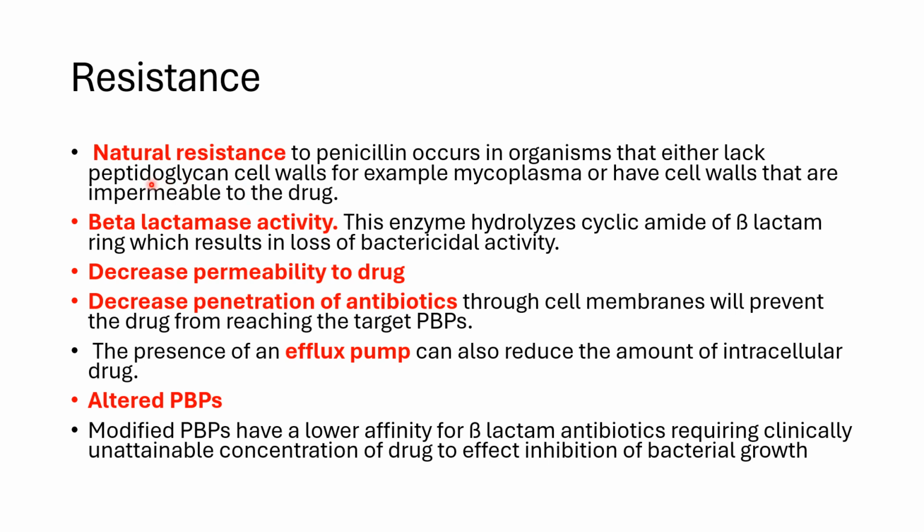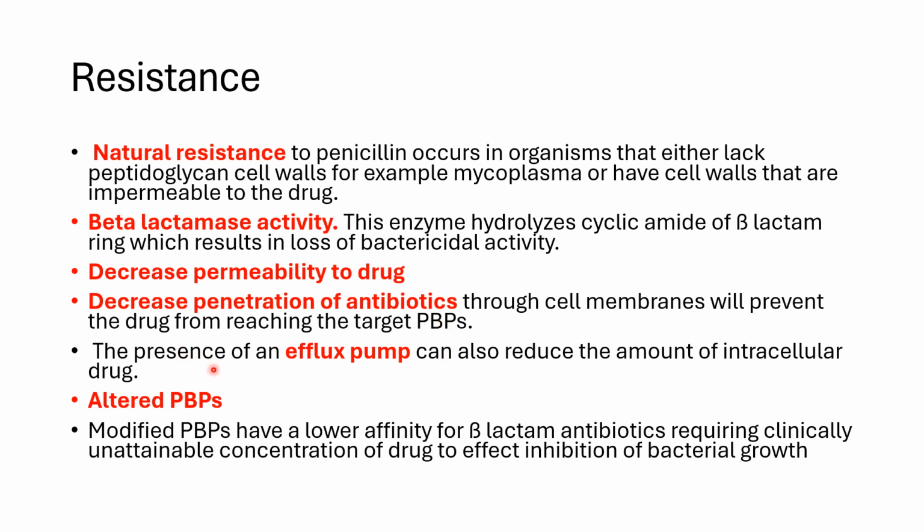The next mechanism of resistance is beta-lactamase activity. Beta-lactamase is an important enzyme produced by bacteria that hydrolyzes the beta-lactam ring of penicillin, rendering it without bactericidal activity. The next mechanism of resistance is decreased permeability of the drug and decreased penetration of the antibiotic through the cell membrane, which prevents the drug from reaching the target penicillin binding proteins.